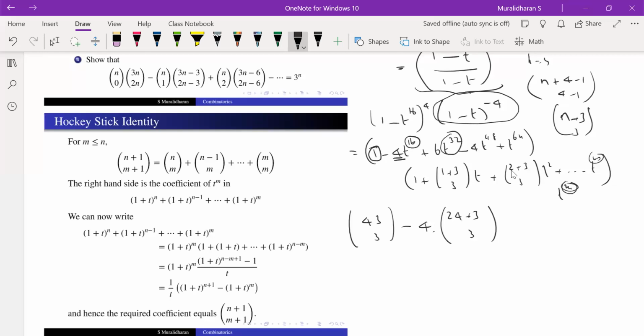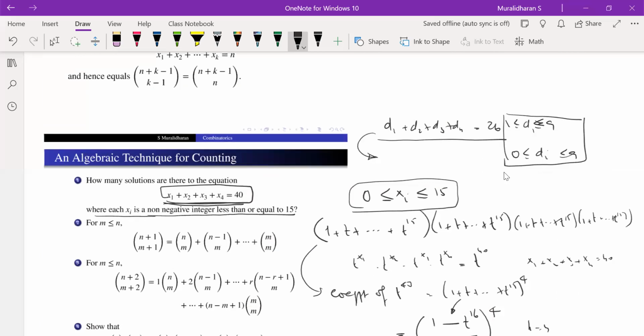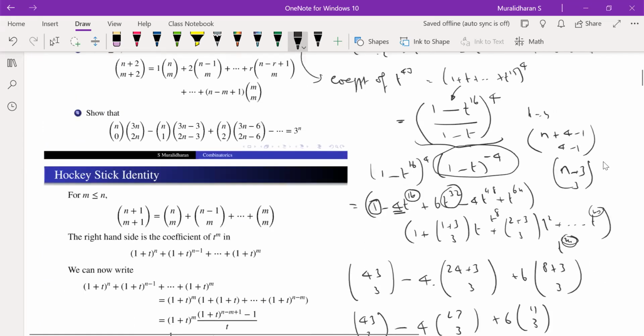Then this 32. Then I have to multiply by t power 8 here. So plus 6 into the 8, isn't it? 8 plus 3c3. So I have 43c3 minus 4 into 27c3 plus 6 into 11c3. So this will be the coefficient, this will be the term, this will be the number of solutions to this equation. Okay?